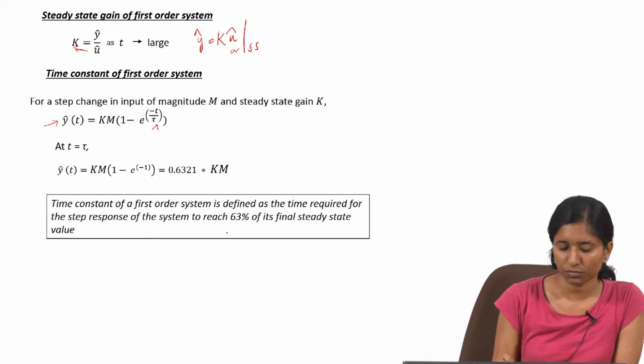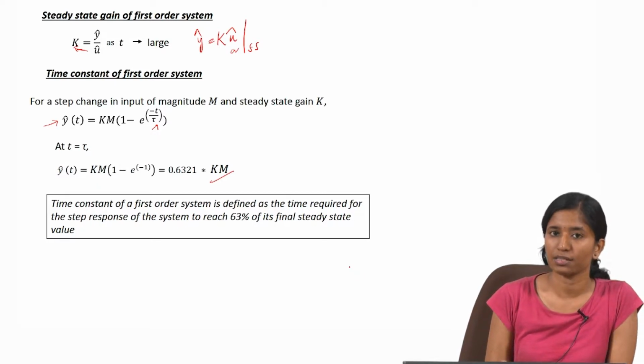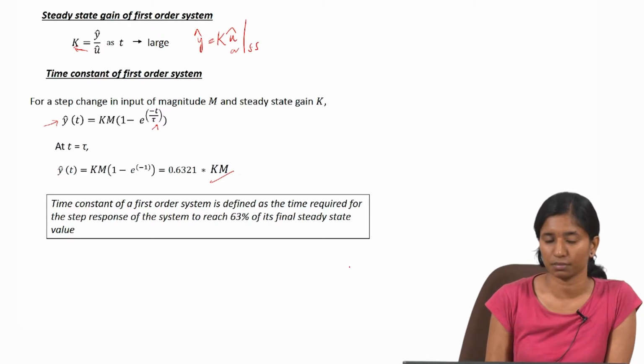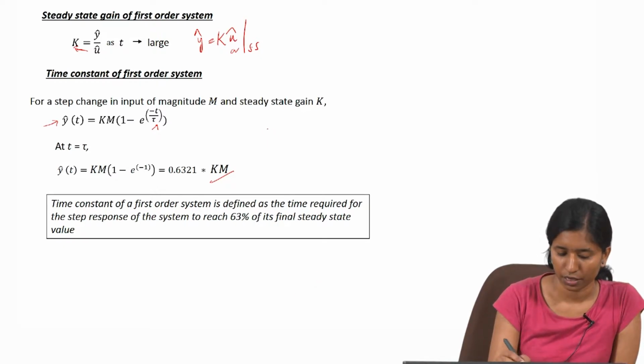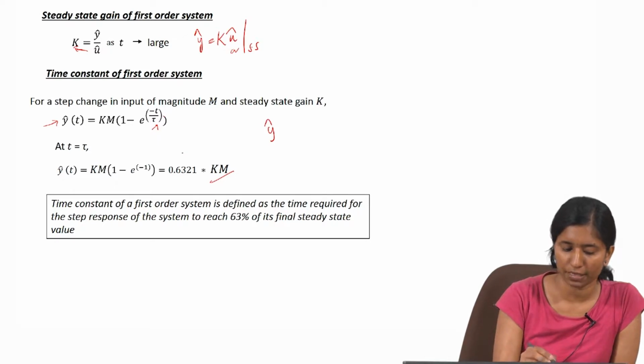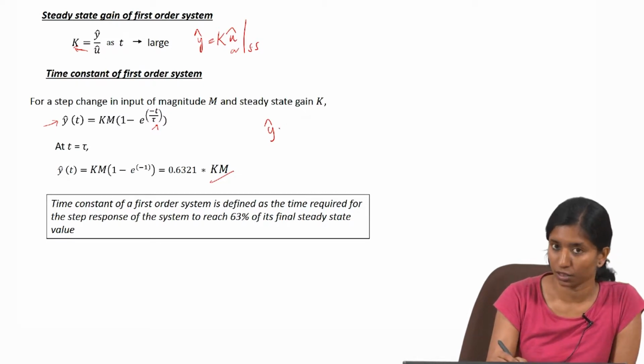So, what is the significance of this term, k into m? We have seen in the first slide that k into m determines the steady state behavior of the system, and by steady state it means time t tends to infinity. So, here we know that y hat is equal to k times m into 1 minus e raised to minus t by tau. If in place of t we substitute t equal to infinity, let us see how the response will be.